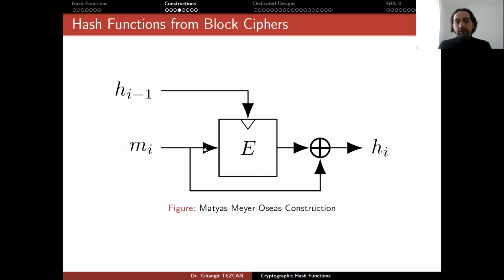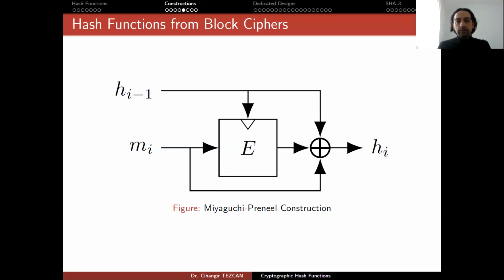But in the Matyas-Meyer-Oseas construction, you have the compressed value as the key and the message block as the plaintext block. And the idea is the same. You just switch the places of these two values. If you go to the third and final construction, the Miyaguchi-Preneel construction, now we have an extra arrow here. So this value is also XORed to the final value. So these three constructions can be used.